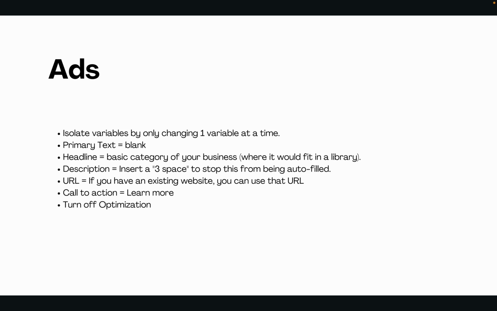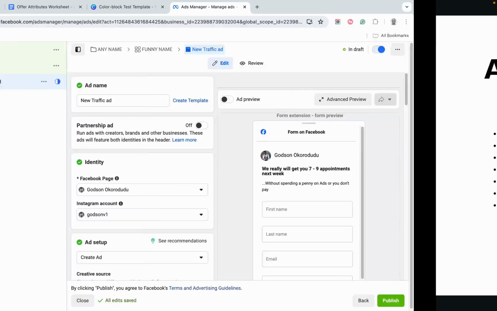And then for the description, we don't want Facebook to automatically pull that information from your website. So we're going to enter space 3 times. And then the URL, if you have an existing website, which you should, you want to use that URL. If you're testing for a specific digital product, physical product, use the URL that links to the product. Your call to action is going to be your basic learn more, and then you're going to turn off optimizations. That is one that I'm going to show you because it's very tricky right now with what Facebook is doing. So you want to make sure it's turned off.